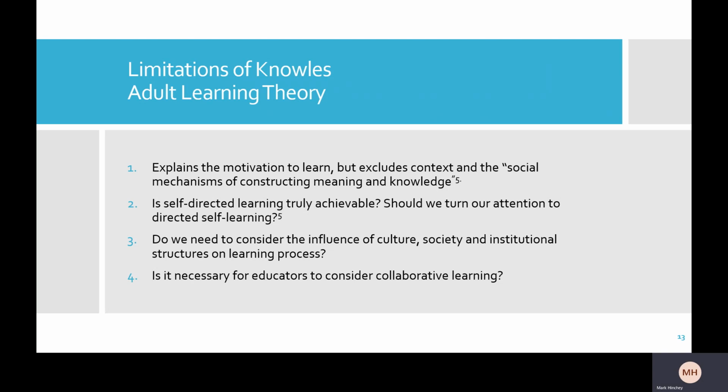Point 3, do we need to consider the influence of culture, society, and institutional structures on the learning process? So even though students need to know, they have a self-concept, adult learners have previous experience, they've got a readiness to learn, orientation to learning, and motivation. Do we need to consider the influence of culture, society, and institutional structures on learning processes? We definitely need to consider. There is an influence from the culture out there that has an impact on learning at South Pacific College. Culture has an impact on how individual learners engage.